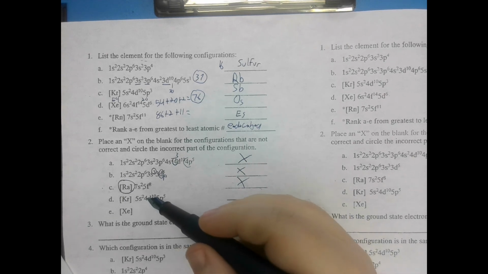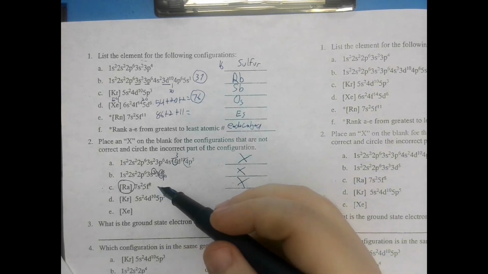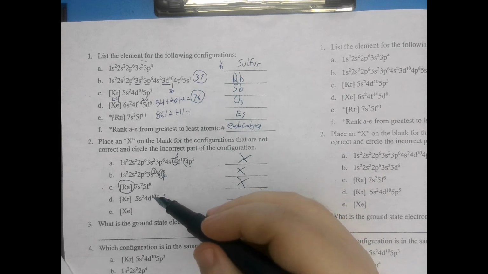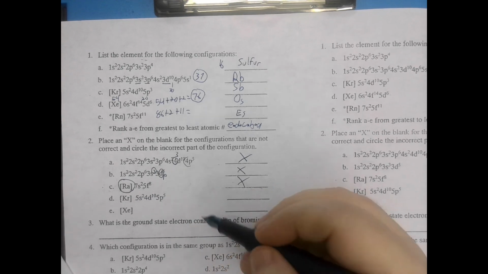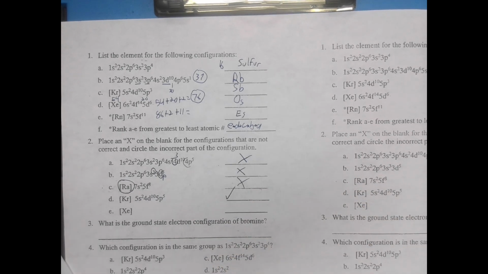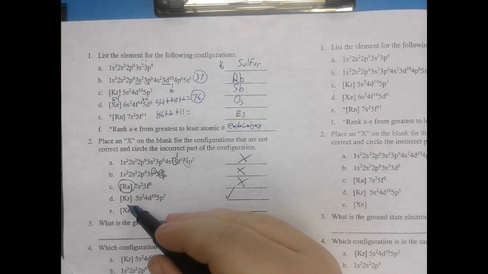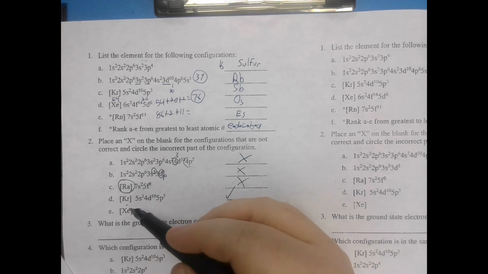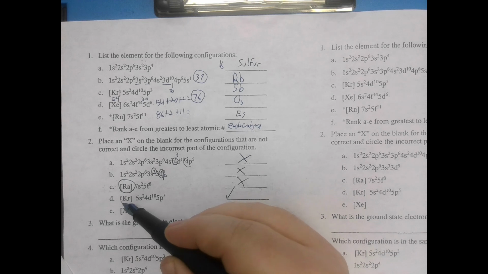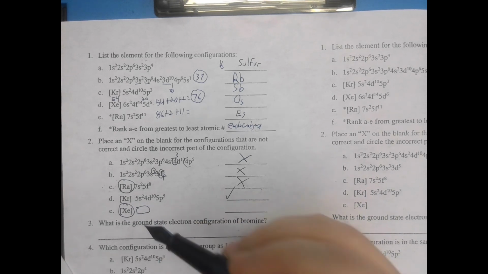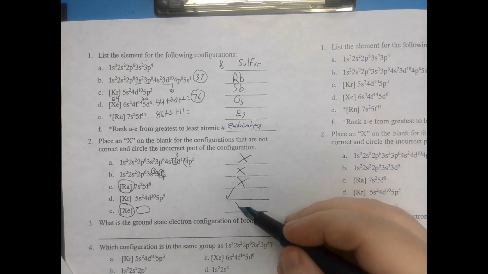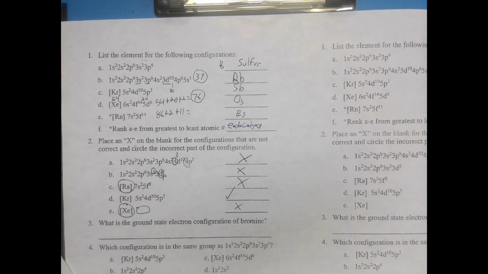Let's look at this one. This is full. That's partially full, but it's alright. That's the last one partially full. This is full. That's the correct order. This one's fine. This one is a noble gas configuration. However, you could either circle the whole thing or circle here. I count it right regardless. That's not the correct way of doing noble gas.